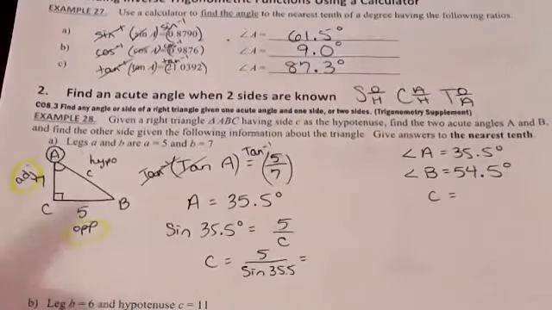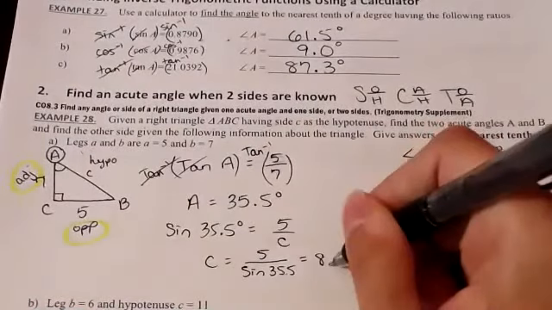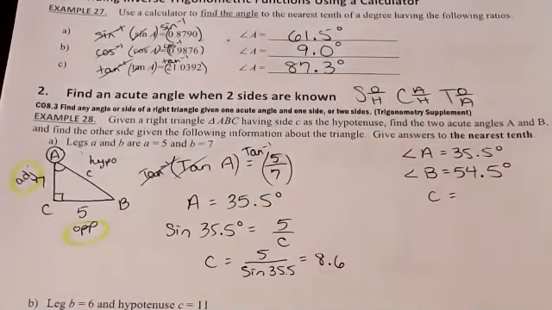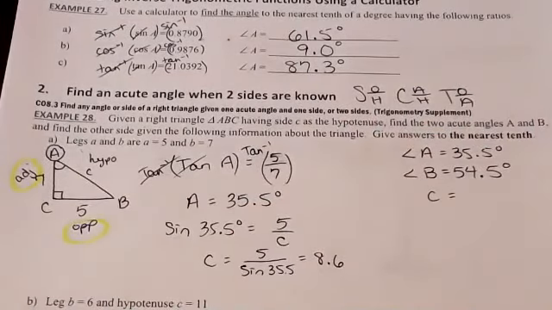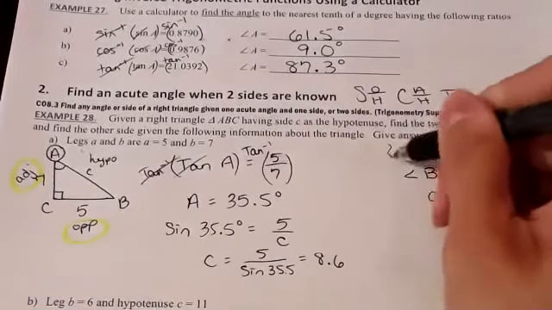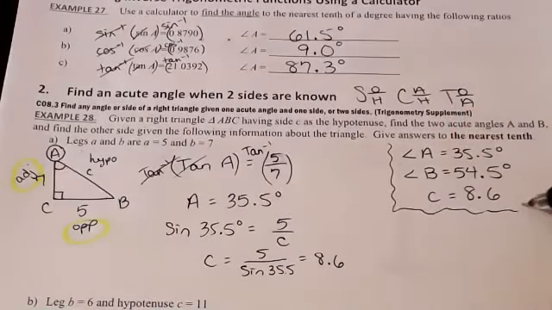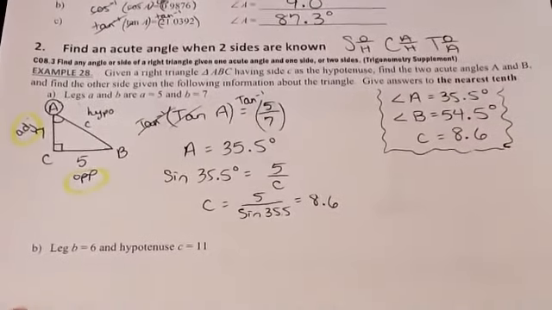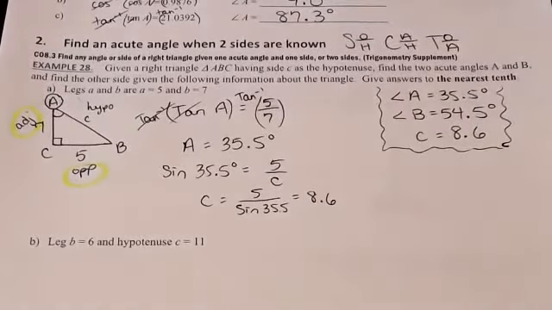So 5 divided by sine of 35.5. Side C is 8.6 units, whatever our units are. In this case, we weren't given them, so we'll write 8.6, and that concludes the problem. What questions do you have for me on part A?